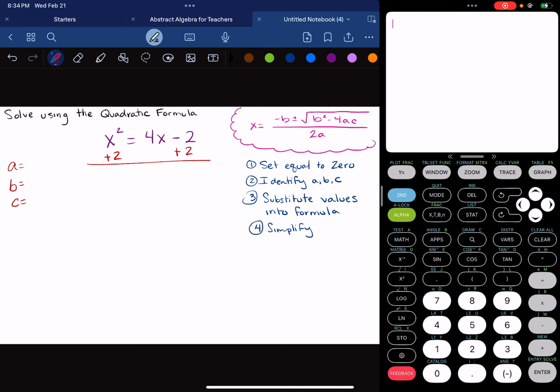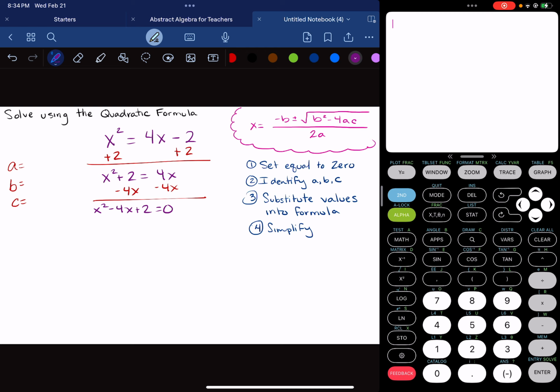And I'm going to get x squared plus 2 is equal to 4x. And then also going to subtract 4x from both sides, getting me x squared minus 4x plus 2 equals 0.